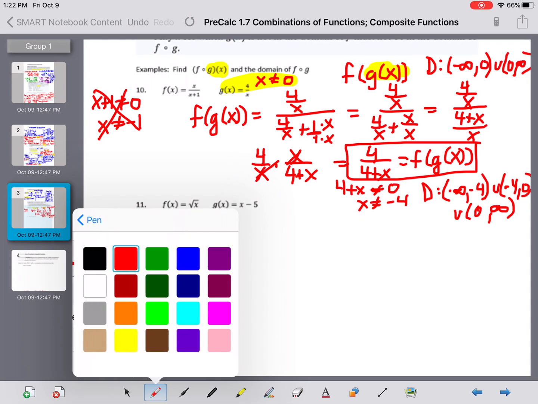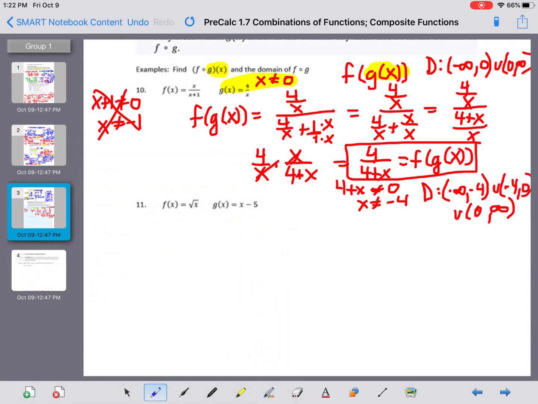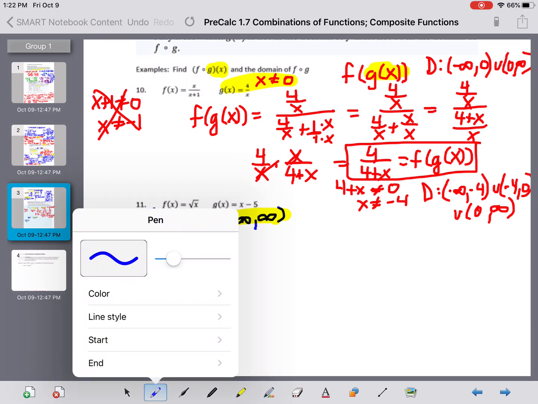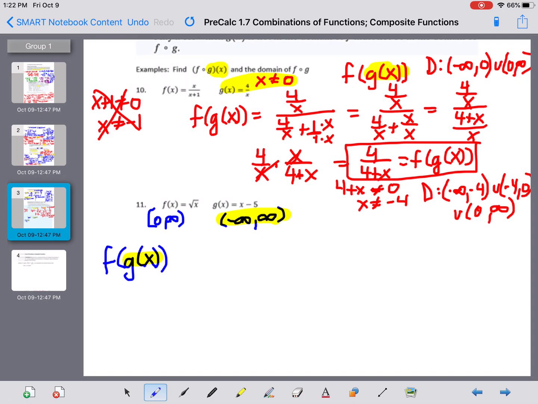All right, let's try this next one with a square root function. My square root function would say I'd need to stay from 0 to positive, right? But that's my f. For my g of x right now, it's from -infinity to infinity. So as long as I'm doing f of g of x, I'm looking at only the inside's restriction. So right now, I can use anything I want for my domain, okay? Now let's do the composition.